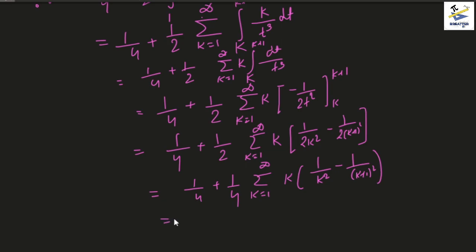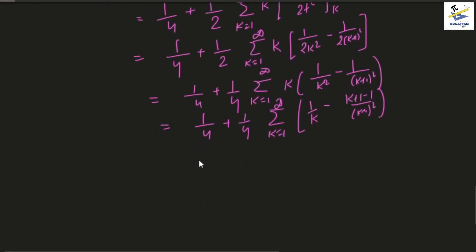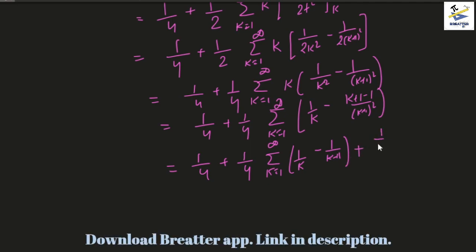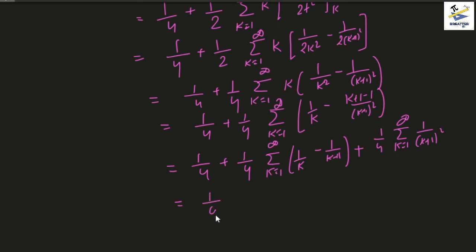Okay, so 1 by 4 plus 1 by 4 summation k equals 1 to infinity, this one will become 1 by k, and this will become 1 by k plus 1 minus 1 by k plus 1 whole square. So 1 by 4 plus 1 by 4 summation k equals 1 to infinity, this will become 1 by k minus 1 by k plus 1, plus 1 by 4 summation k equals 1 to infinity of 1 by k plus 1 whole squared. So the final answer would be 1 by 4.